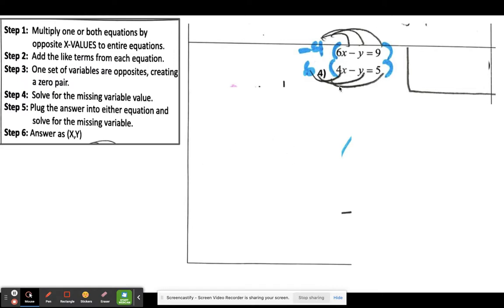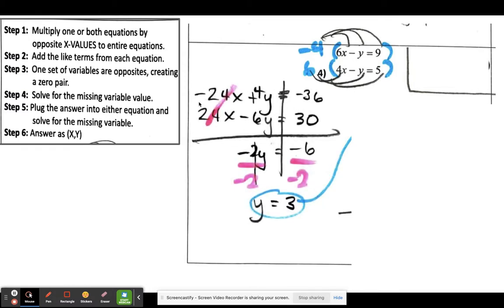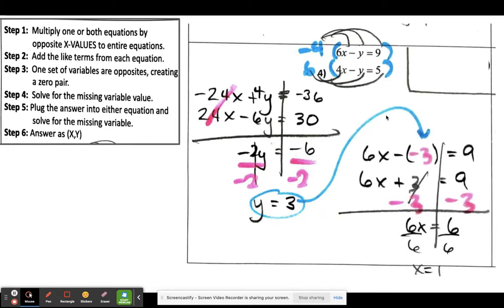Now, once I distribute, I get these first two equations here. And notice how the x's now eliminate because they're opposites. They're both the same number, different sign. And then again, add up the y's. So 4 minus 6, which is negative 2y. Negative 36 plus 30, that's negative 6. And then divide both sides by negative 2. I get y equals 3. I take that 3 and plug it right in here.